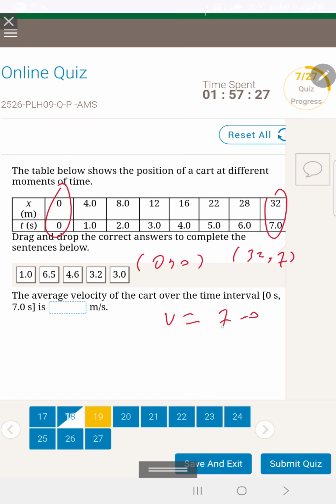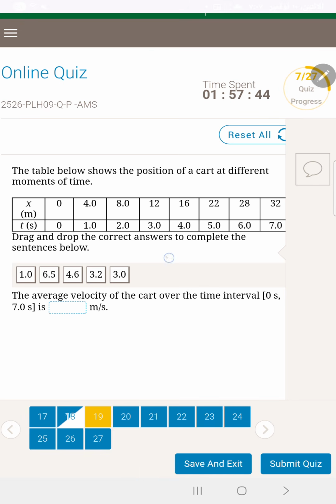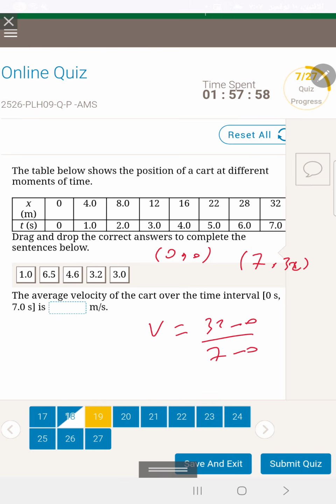You do the slope formula. Velocity is equal to 32 minus 0 divided by 7 minus 0. Let's repeat this. This is 0, 0 and 7, 32. Now you do the slope formula, 32 minus 0 divided by 7 minus 0. Then you get the answer.